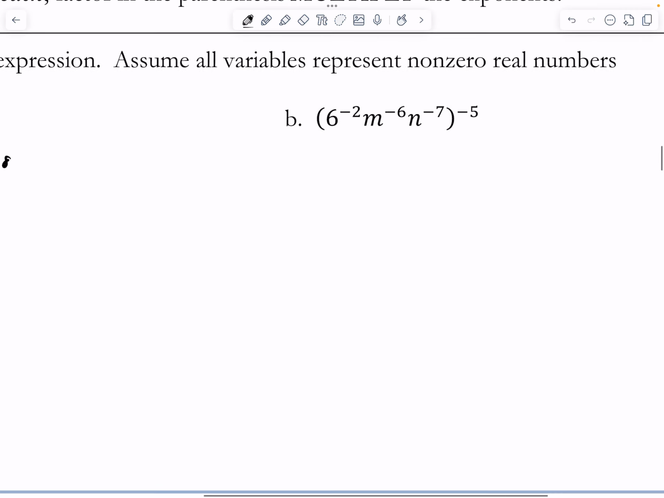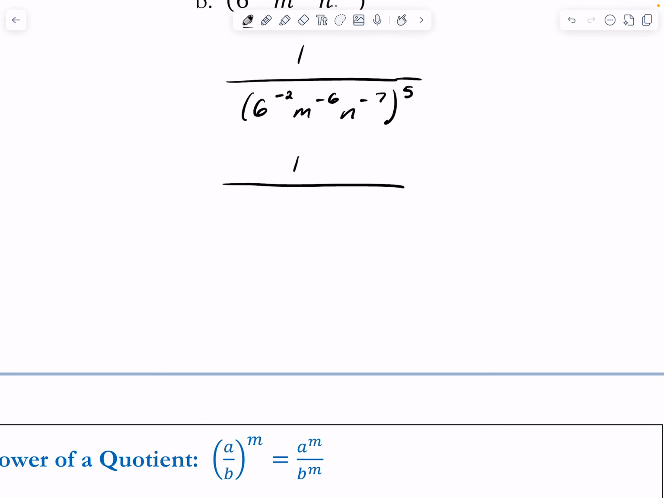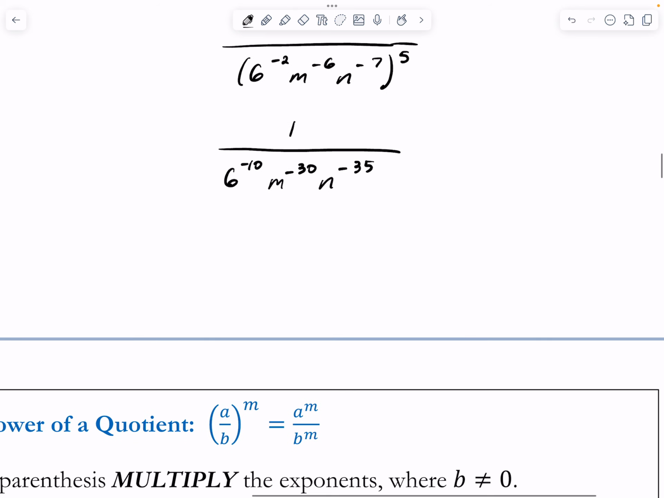Okay, this one here, I noticed that it's a negative exponent, so I'm going to do 1 over 6 to the negative 2nd power, m to the negative 6th power, n to the negative 7th power raised to the 5th power, make it a positive now that I've put it in the denominator. Then I'll go ahead and do power to a power. So that's 6 to the negative 10th power, m to the negative 30th power, and n to the negative 35th power. But I'm not going to leave it like that because all those are negative, so they're all going to move to the numerator to become 6 to the 10th power, m to the 30th power, and n to the 35th power.